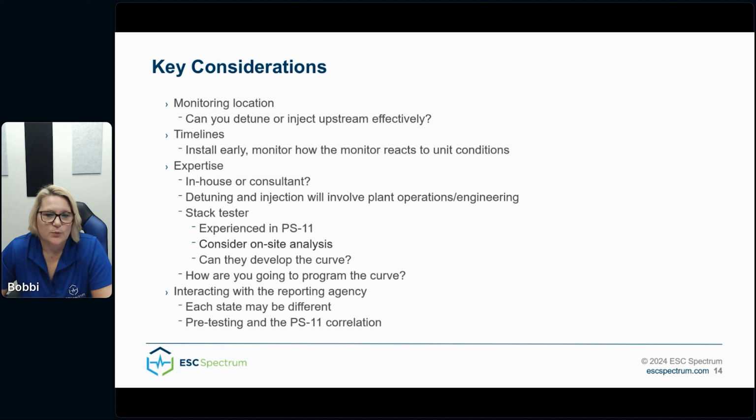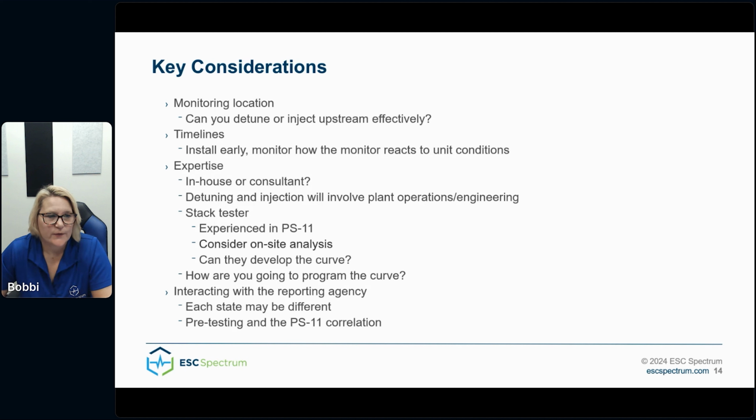So how are you going to program the curve into the DAS? Because it is typically done in the DAS rather than the instrument. Can you do this in-house, or do you need outside resources? Keep in mind that this will be a two-part configuration. First, you have to bring the raw data into the DAS at the initial installation. And then you'll have a second configuration to apply the correlation curve and correct to standard conditions once your correlation curve is completed.